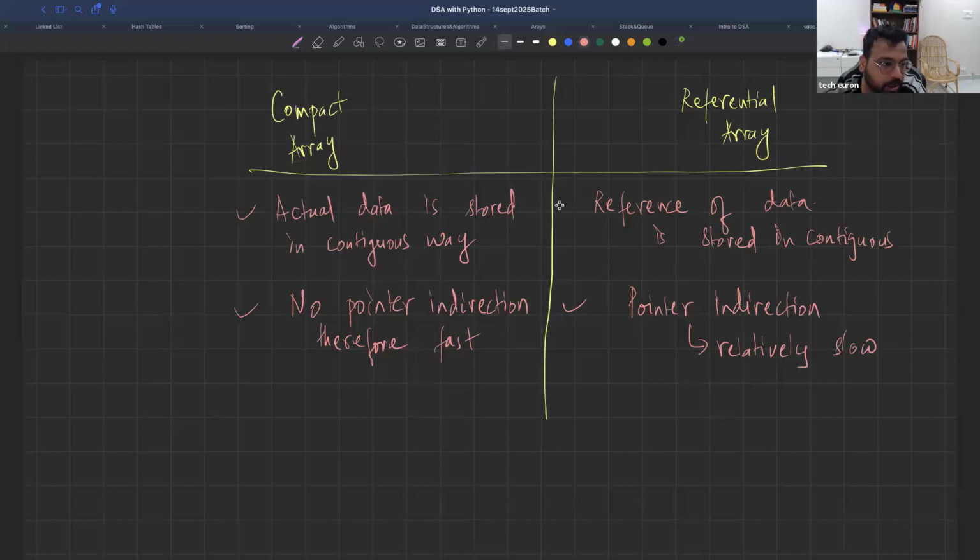When you study data science and learn NumPy, NumPy also has arrays, but a NumPy array is a compact array. So with a NumPy array, you will not be able to create a numpy array with multiple data types. It will always be homogeneous. But a Python list is referential.